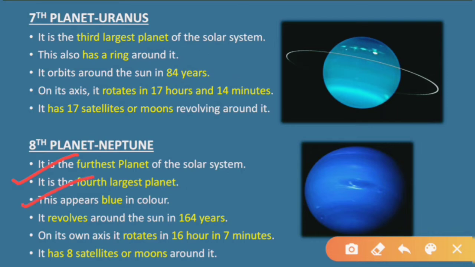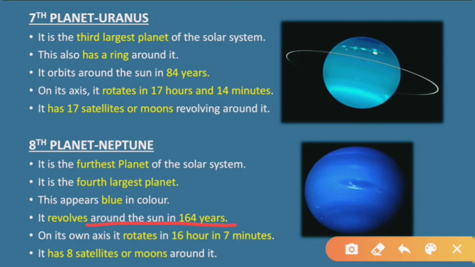This appears blue in color. Okay, why? Because of the presence of water. Okay, this appears blue in color because it also has water on its surface. Because of that, it appears blue in color. Now it revolves around the sun in 164 years. Okay, how much time does it take to complete one circle around the sun?